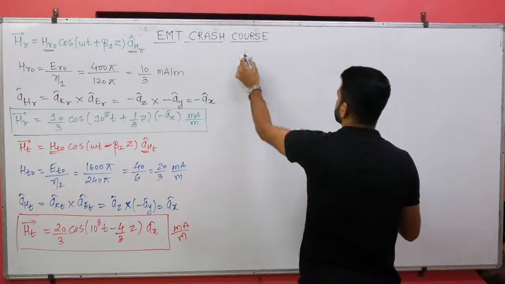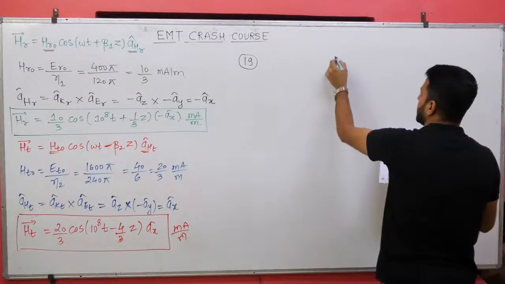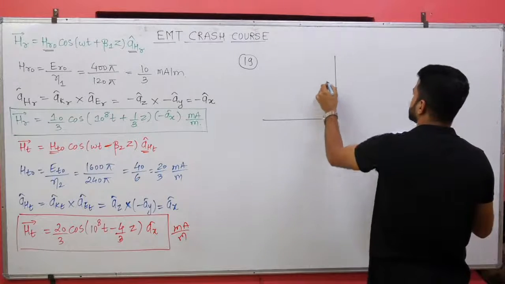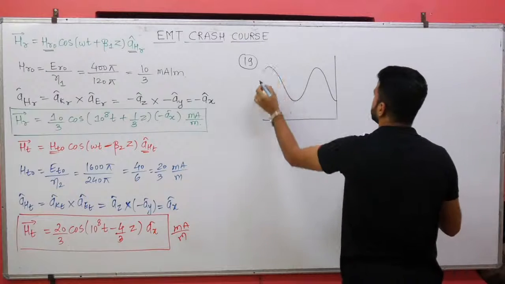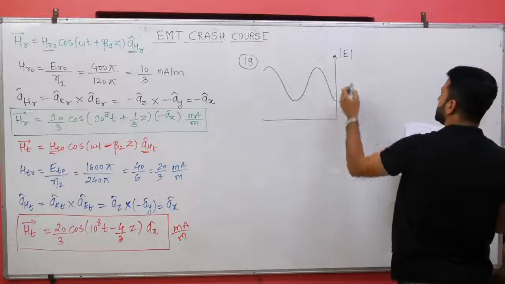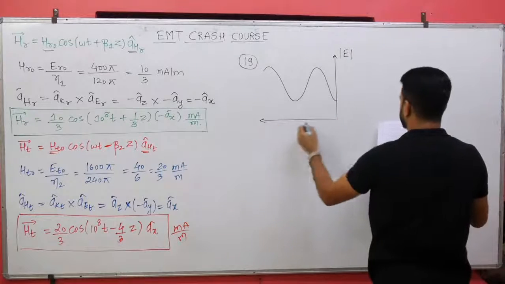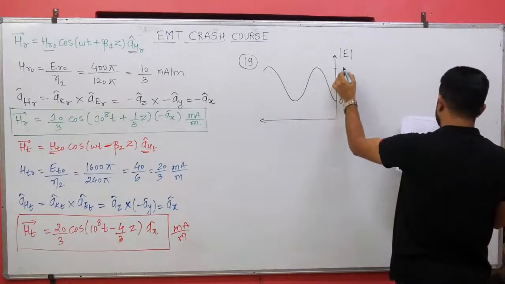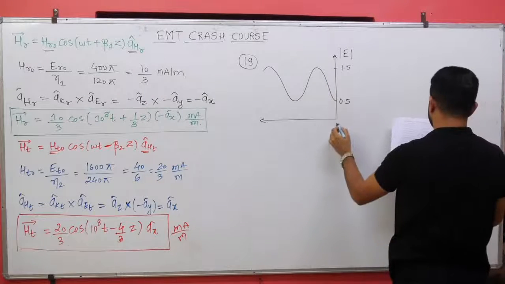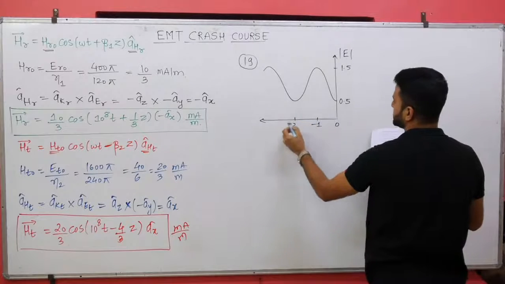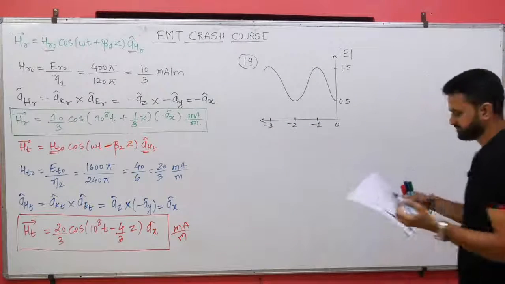Now next is question number 19, and in this question the standing wave pattern is given. This is the peak value of electric field. The standing wave pattern is given. This is 0.5 and 1.5. It is 0, it is -1, it is -2 and -3 and so on.